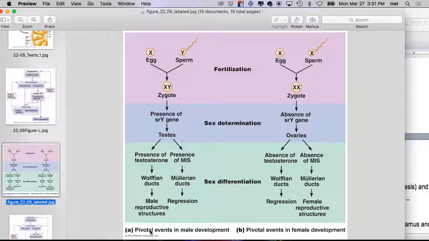Does that make sense? Okay, so in females, please note that the development of a female is just the absence of the SRY gene and the absence of testosterone. It's not even the presence of estrogen. So the default anatomical gender in humans is female, right? You will continue as a female.